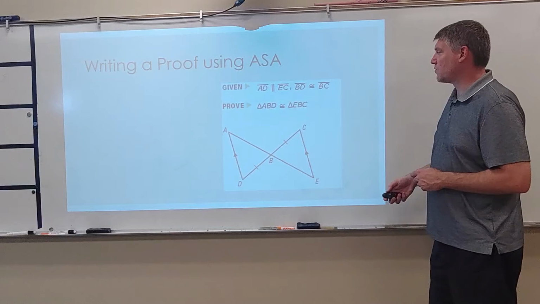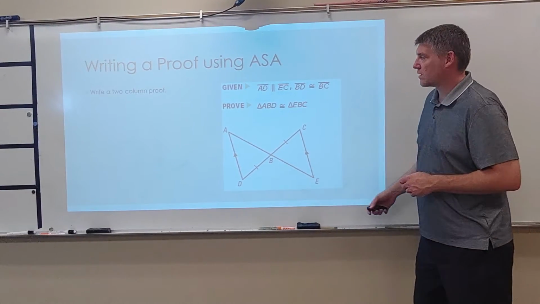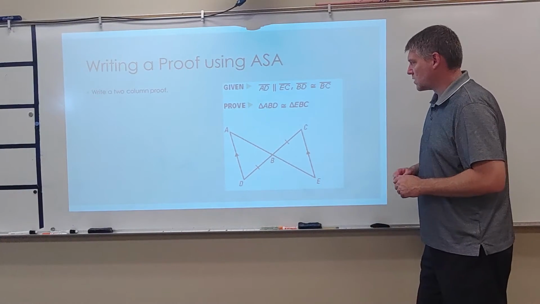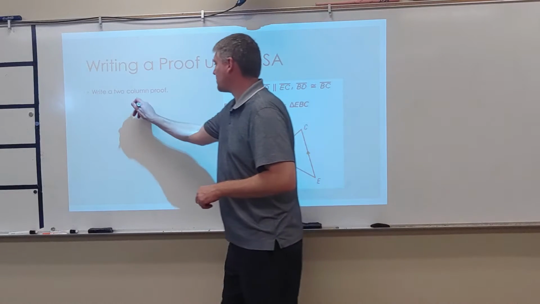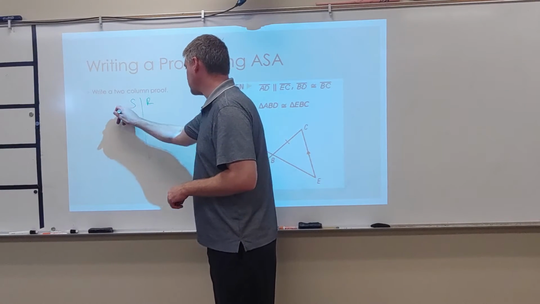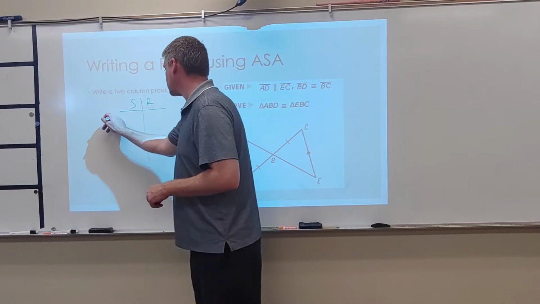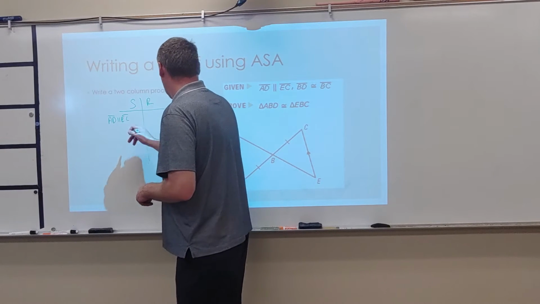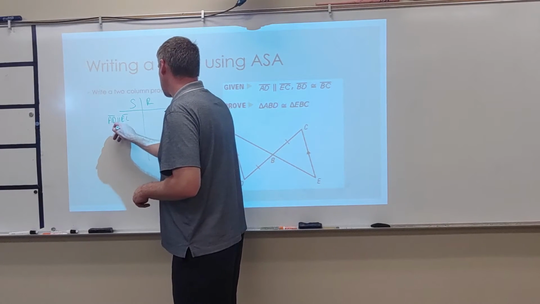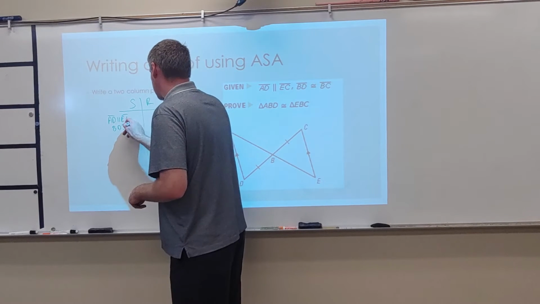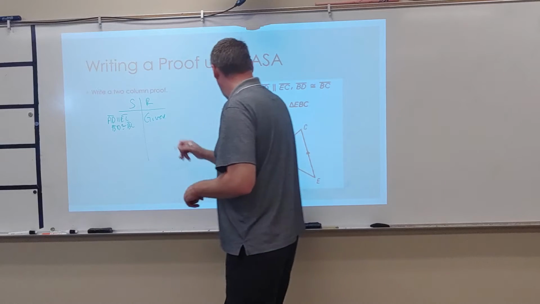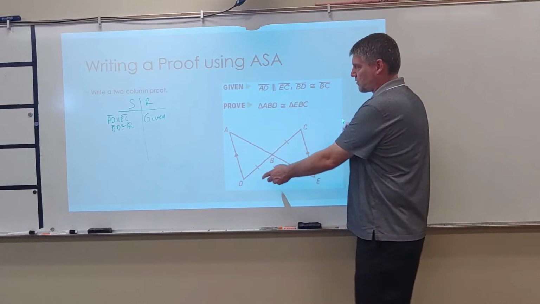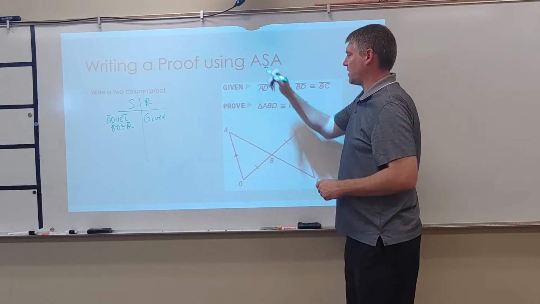All right. So writing a proof using angle side angle. Okay? So here's my given, here's my proof. So I want to prove that these two are congruent. So what I'm going to do is start with my statement, my reason, and my first statement is AB is parallel to EC, and BD is congruent to BC. So this is given. Okay? So they did kind of write this up here. So that's good. So now I already have my side. So I already have the S in it.